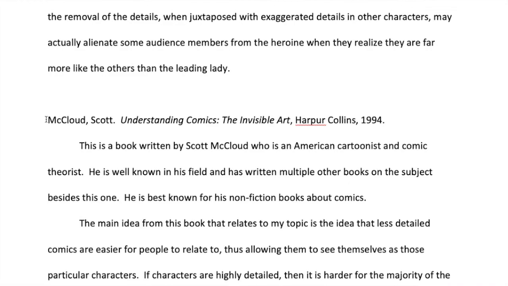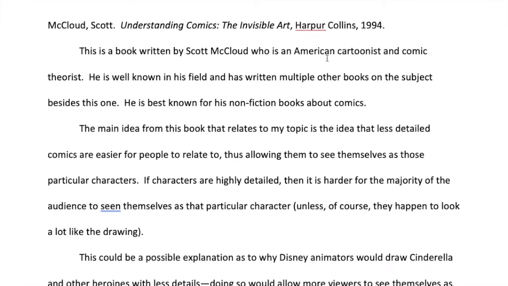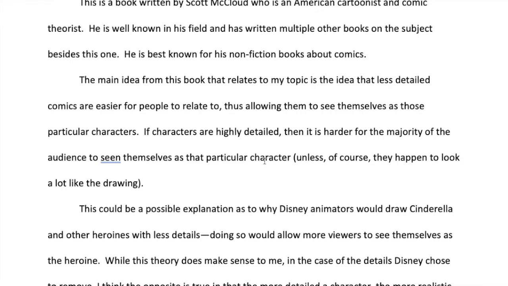And then I have the Scott McCloud source. So McCloud, Scott, Understanding Comics: The Invisible Art is the title of the book, because in this case it's a book, the publisher, and the date of publication, which is all the information that I need to include in a works cited entry if I'm just talking about the book overall. So here I go through and again give a little bit of background on who Scott McCloud is, and then I go on to summarize quickly.